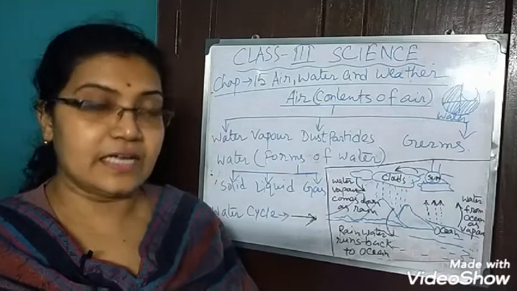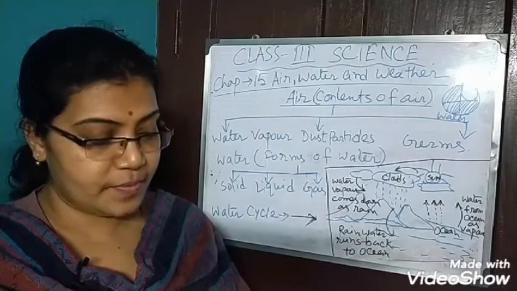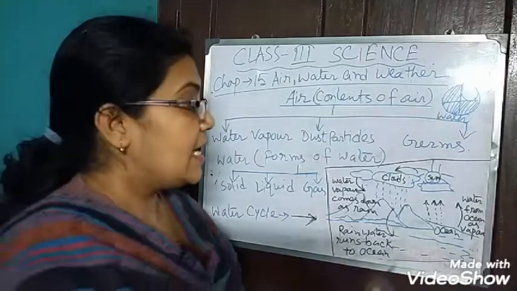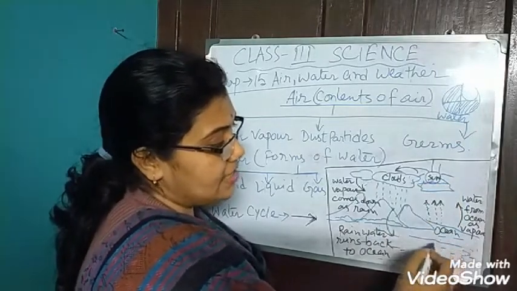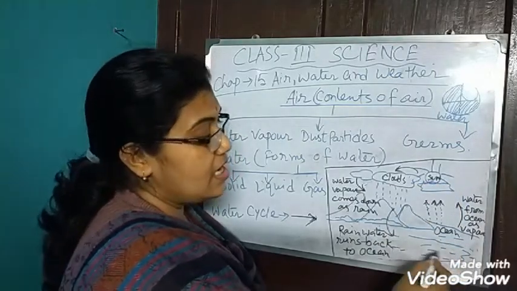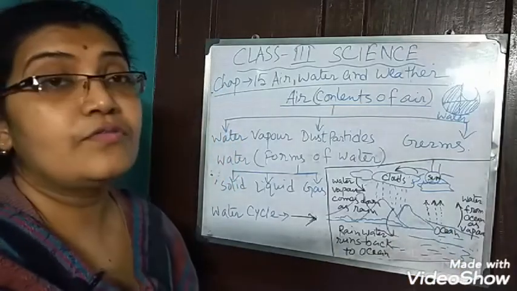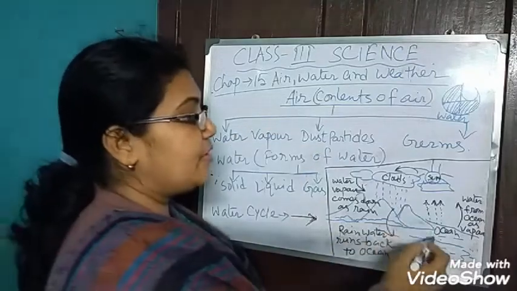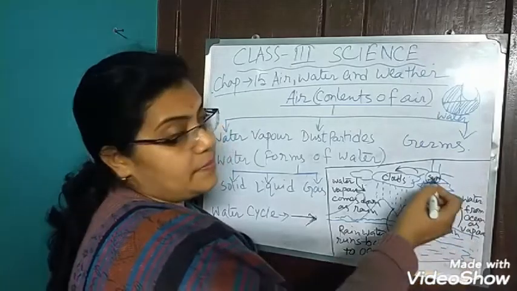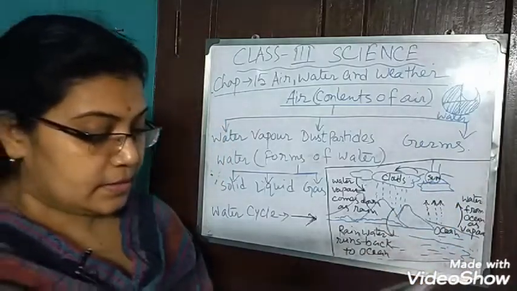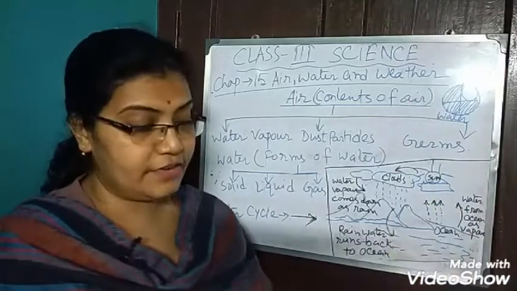By the heat of the sun, water gets heated up and changes into water vapor. This is called evaporation. This is the sun. The sun heats the ocean and the water of the ocean evaporates, changing from liquid to gas, and gas is lighter than liquid so it just goes upward. This procedure is called evaporation.